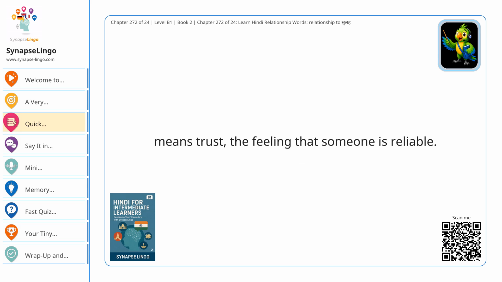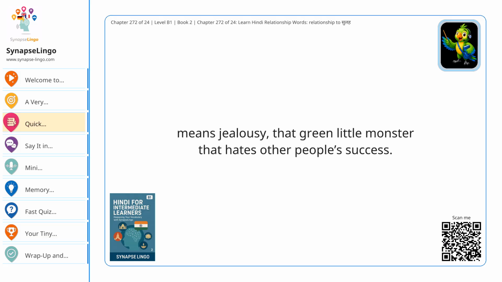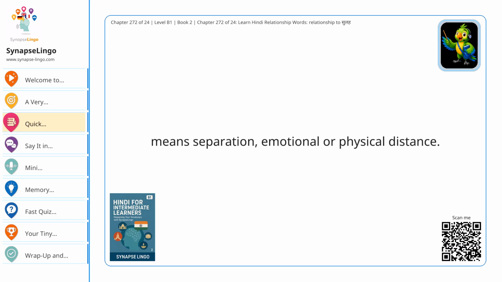विश्वास means trust, the feeling that someone is reliable. ईर्ष्या means jealousy, that green little monster that hates other people's success. अलगाव means separation, emotional or physical distance. सुलह means reconciliation, peace after conflict.